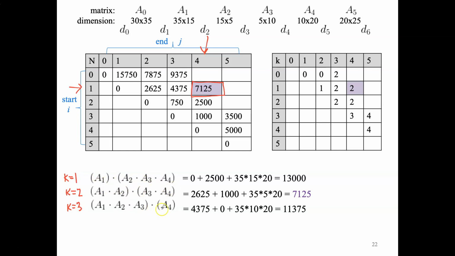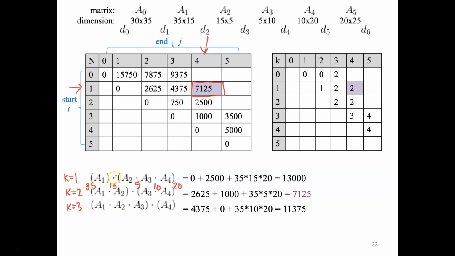We have to calculate for all of them how many operations this takes and then pick whichever one uses the least operations. So in the first case, let me just write down the dimensions of each matrix here to make it easier for us to later see what their dimensions are. So A1 is a 35 by 15, A2 is a 15 by 5, A3 is a 5 by 10, and A4 is a 10 by 20. Okay, we're going to reuse this for each of these problems.